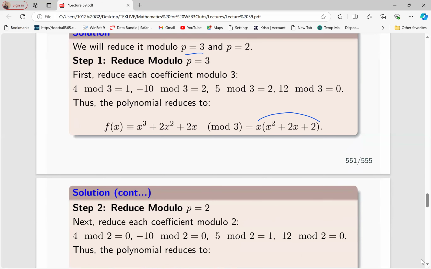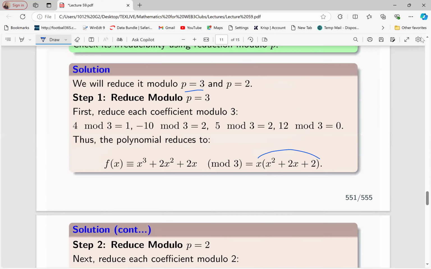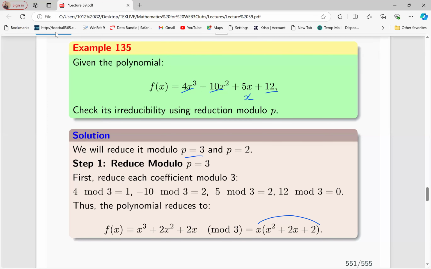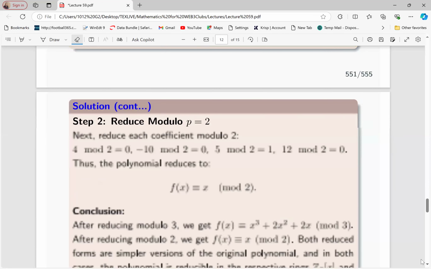Let's try another prime number, this time 2. Go back to where the equation is. Now reduce this mod 2. This will give us 0, this will give us 0, this will give us x, and this will give us 0. So when you reduce mod 2, you get x. This is a linear equation. So since it's linear, it can be factorized.